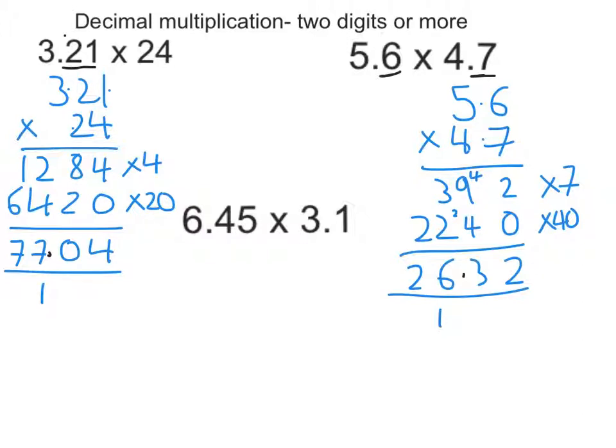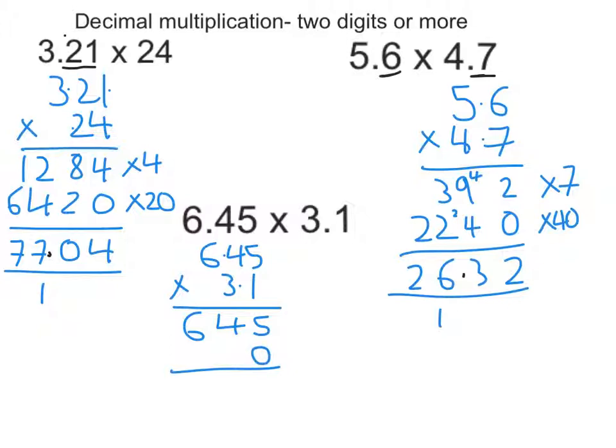Let's set this up. 6.45 times 3.1. So let's times everything by 1 first. So 1 times by 5 is 5. 1 times by 4 is 4. 1 times by 6 is 6. Now if we're going to times by 30, first we do the times by 10 by putting a 0 in, and times now by 3.